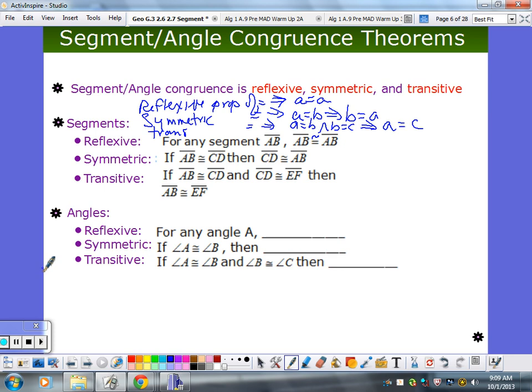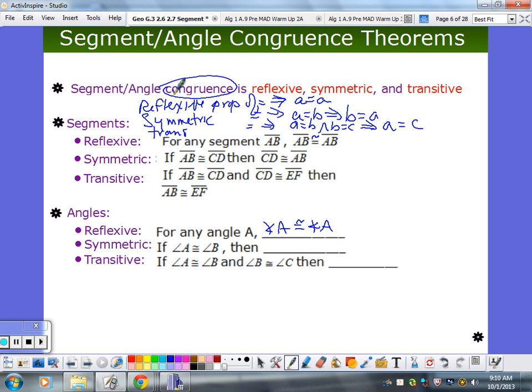What do you think is going to be for the angles then? I'm over here now if you're keeping track on your notes. For any angle A, what do you think the statement's going to be? Reflexive. Angle A is congruent to angle A, because now I'm working with congruence. What about for symmetric?